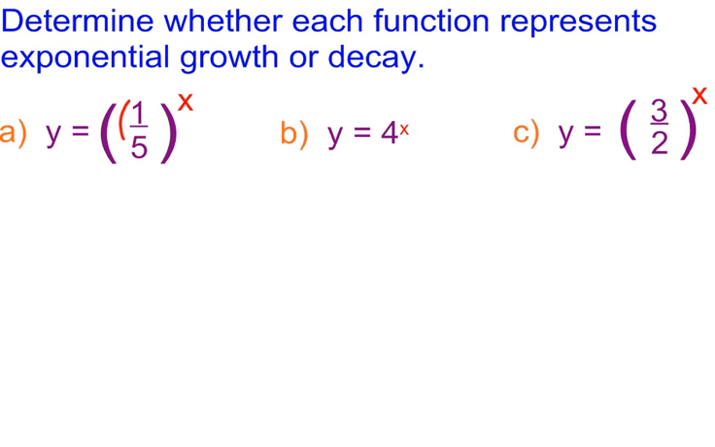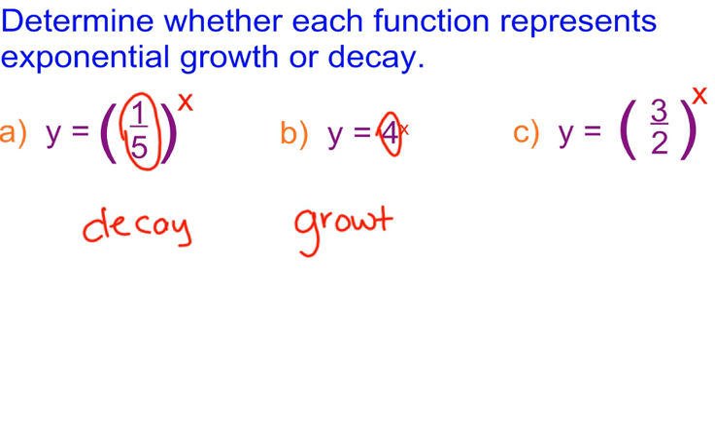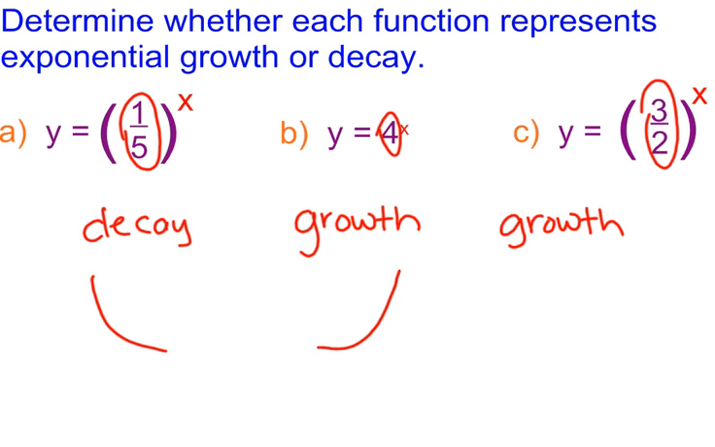So our first one is 1/5. Hopefully you realize that's between 0 and 1, so we'd say that's decay. Our second one is the number 4, which is greater than 1, so we would say growth. And then my third one is 3/2, which is 1.5, which is greater than 1. So we have growth. So just recognizing, these graphs, you could picture them. This one's going to go down, this one's going to go like this, this one's going to go like this. Somehow like that. I mean, that's a very rough sketch. But you at least know the direction of the graph from looking at the base.